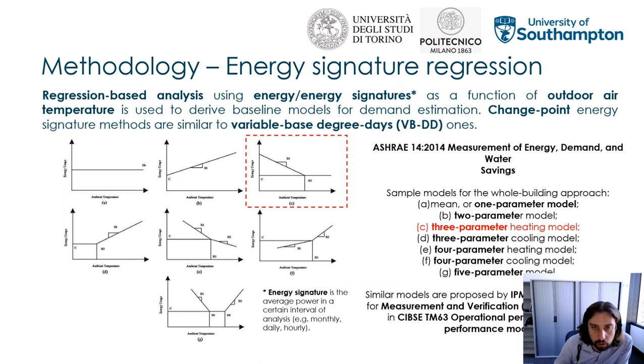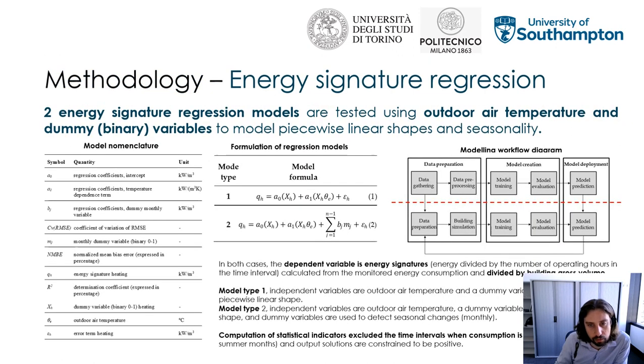The models based on piecewise linear regression using energy signature are quite similar in principle, even though the formulation is slightly different, to a variable-based degree-days approach, where instead of the energy signature we have the energy usage, and similarly the outdoor air temperature, called ambient temperature. The model that I showed in the previous slide is quite similar to this one, the 3-parameter heating model, which is reported in ASHRAE 14, which is then recalled in other guidelines and standards for measurement and verification.